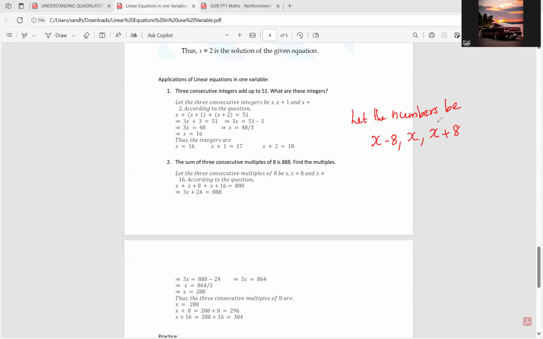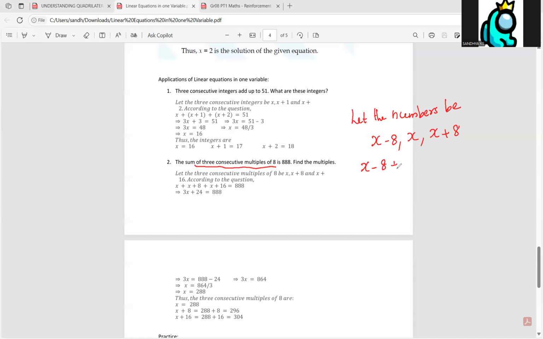If the question asks for the sum of three consecutive multiples of 7, how will you take it? x minus 7, x, x plus 7. Got it? Yes, ma'am. If it is consecutive multiples of 6, then x minus 6, x, x plus 6. You need to take it according to how the question comes.